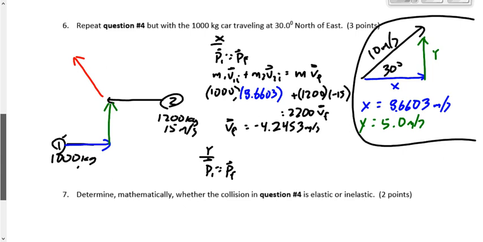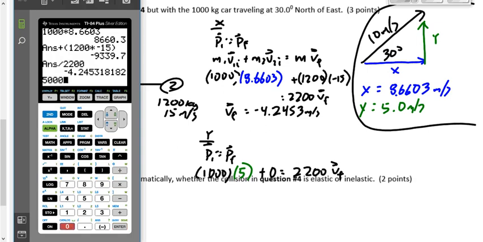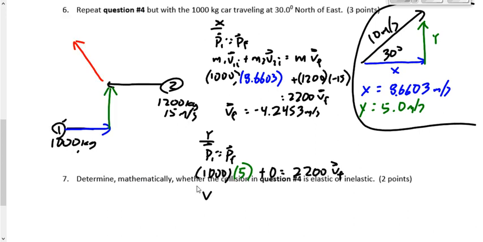We would say for this one, 1,000 times 5, the y component of that original 10 meters per second, plus 0, because that second object has only x momentum, equals 2,200 times Vf. So this is going to be 5,000 divided by 2,200, 2.2727. Is that right? It doesn't actually ring a bell, but is it right?